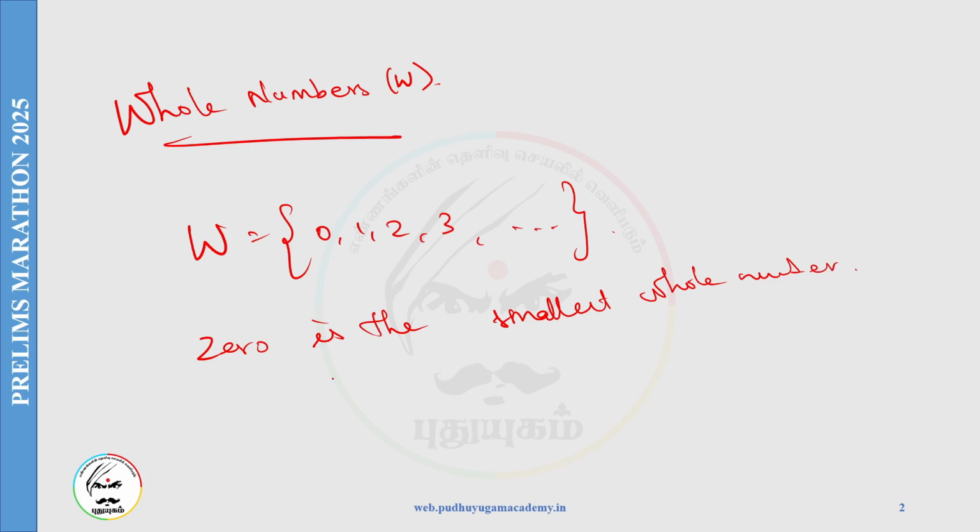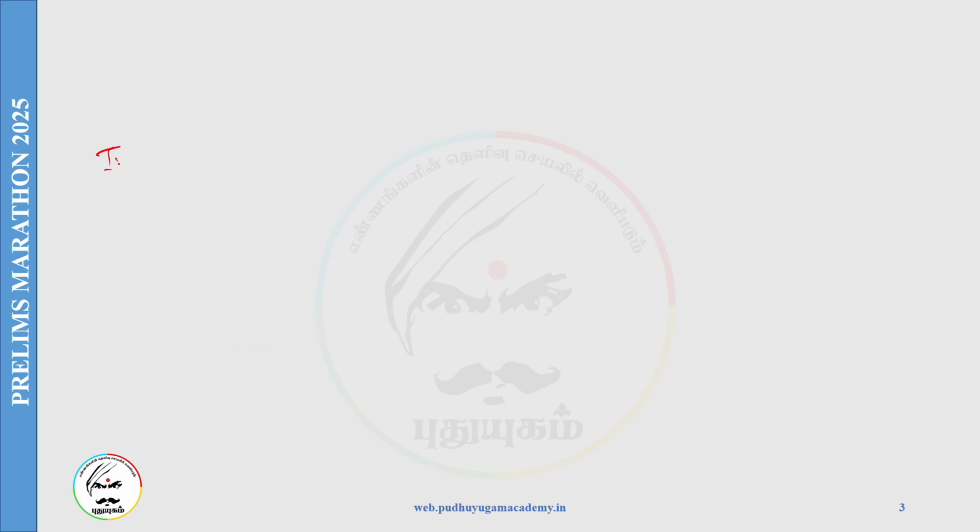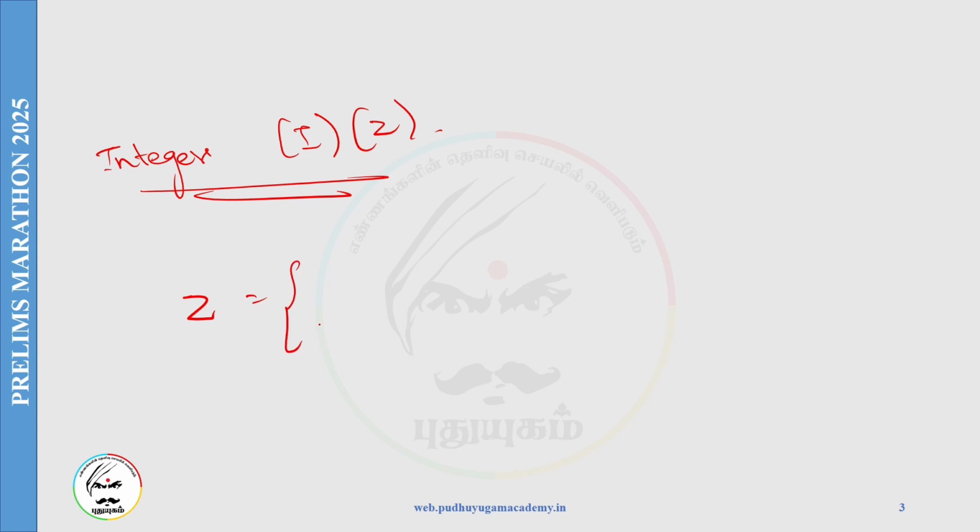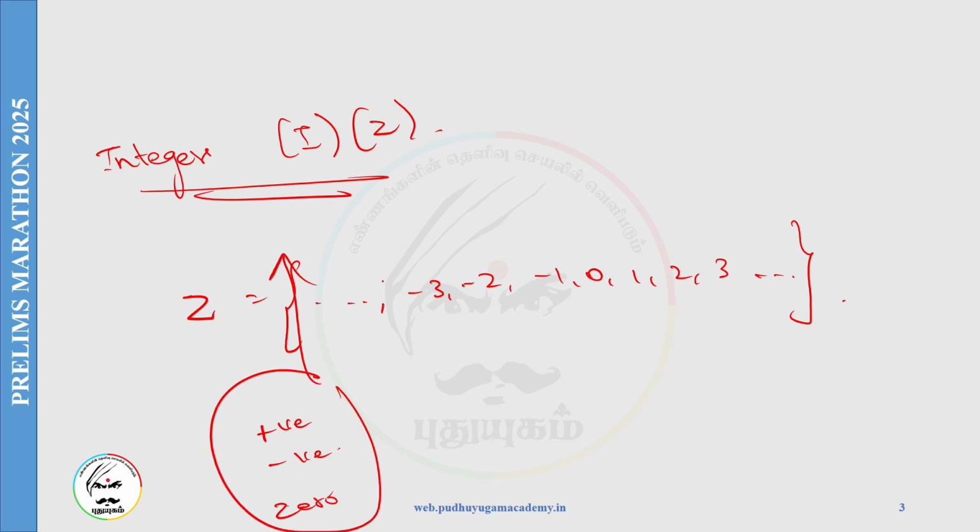Right, and next is integers. The symbol for integers is I in some places and Z in some places, right? So it includes -3, -2, -1, 0, 1, 2, 3 and infinity, right? So the set that includes the negative numbers is integers, right? Now you can write positive integers, negative integers, and neutral integers, that is neither positive nor negative, that is 0, right? All of these together are integers, right?